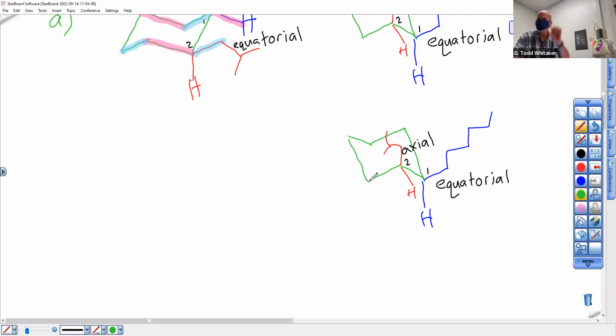I was going to talk about axials being bad news. This red axial group is very close to this H and this H. It doesn't look like it, but they're very close to each other. And that interaction is called 1,3 diaxial repulsion. It's a form of steric hindrance.